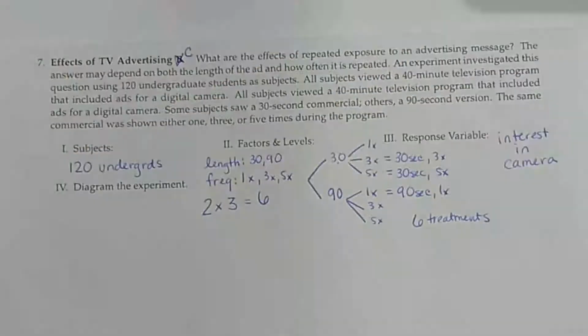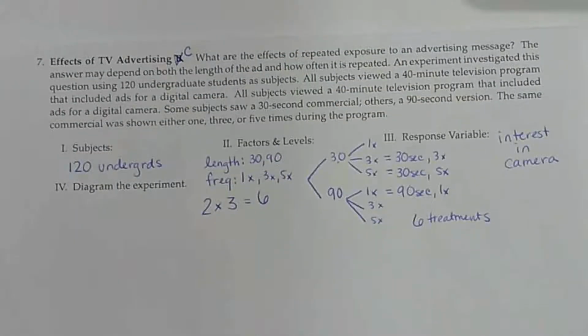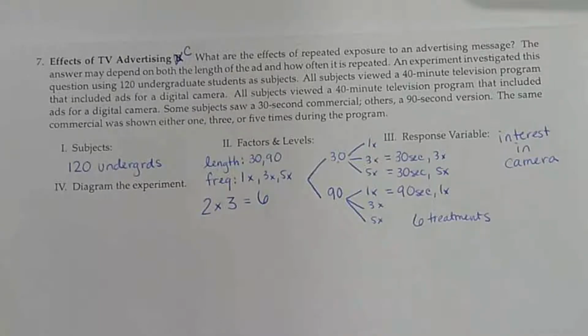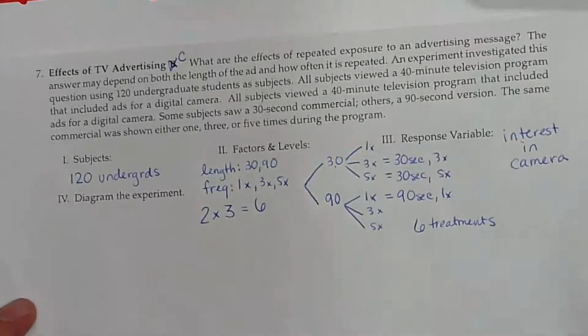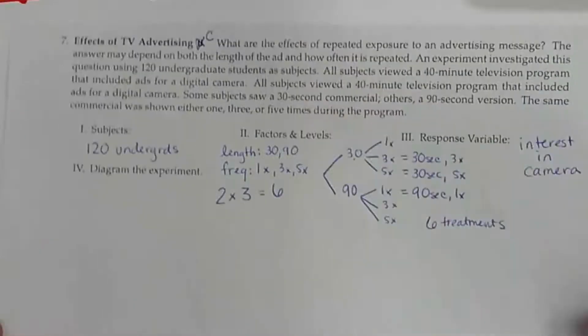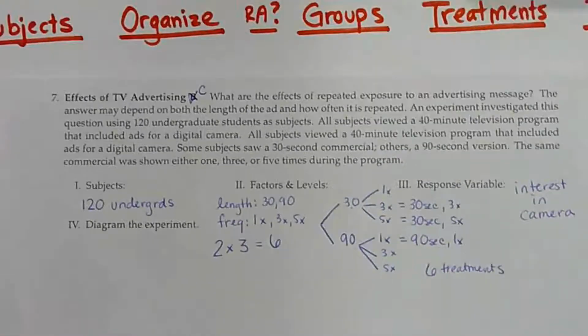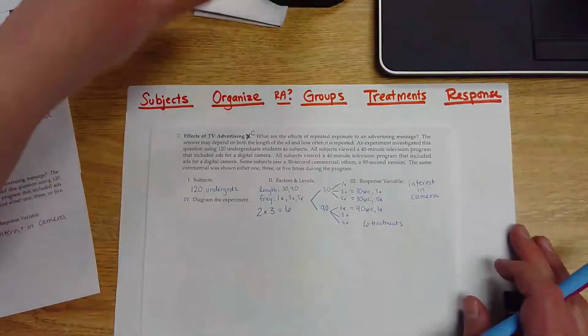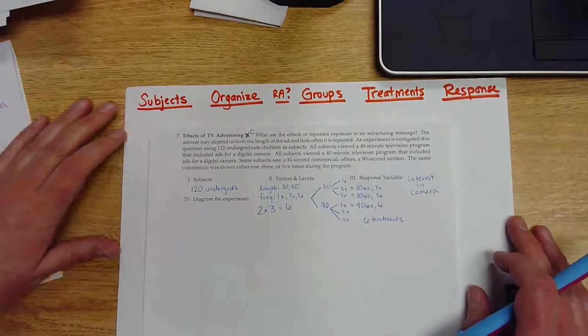Okay, and so now we have enough information to diagram this, and I'm going to show you how to diagram it 2 different ways. I've noticed that people tend to gravitate towards one more than the other. It seems to be split pretty evenly. So I'll show you both ways, and you can feel out which one works best for you. So we have our subjects, our organization, our random assignment, groups, treatments, response, all that good stuff.